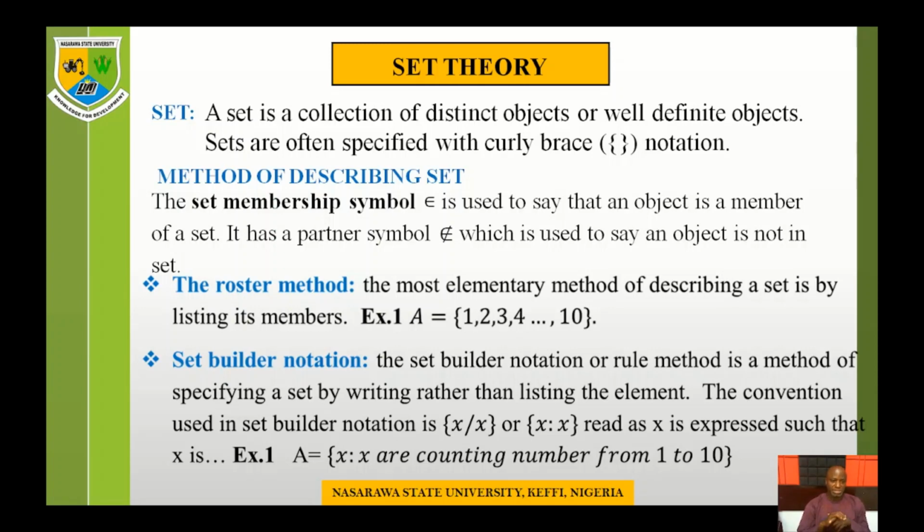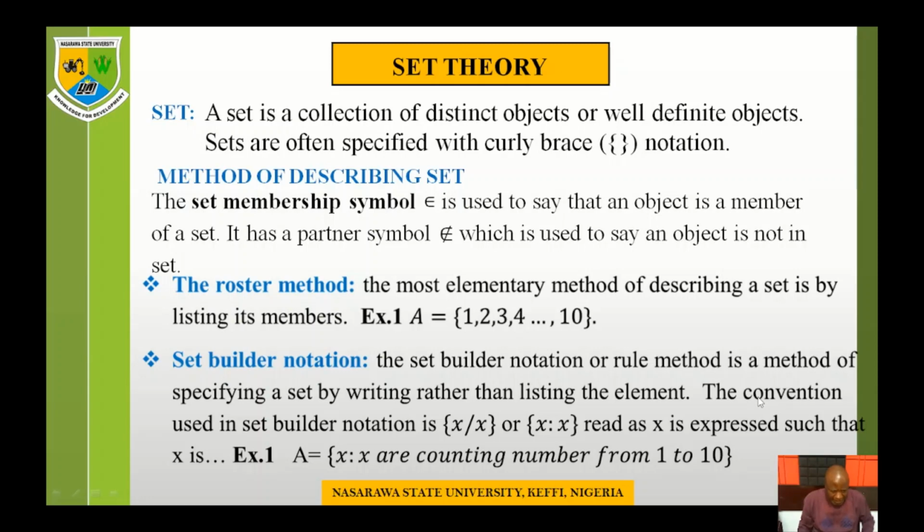Set builder notation is another method of describing a set. The set builder notation, or rule method, is a method of specifying a set by writing a rule rather than listing the elements. Just like a short form, you are trying to shorten the listing of A. This A here, you have 1, 2, 3, 4 up to 10. You list the members. We want to have a shortcut. You say, okay, X such that, or look at it here, X slash X, or we can say X dot dot. X is read as X such that.